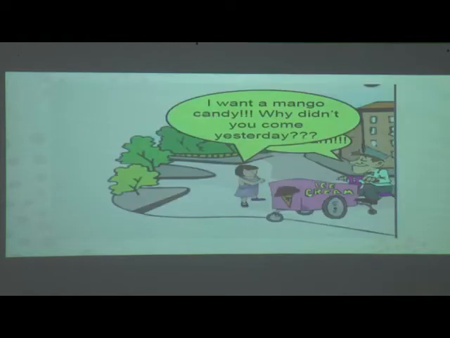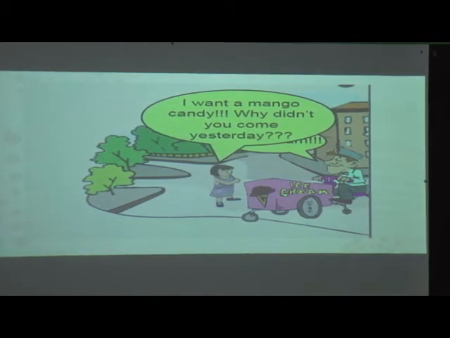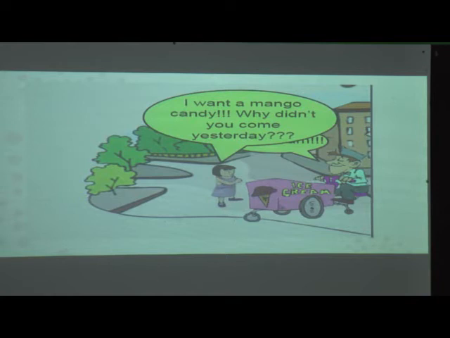Now see here, there is a girl. She wants a mango candy. She was waiting for the ice cream vendor to come to give her ice cream. And when the vendor arrives, she asked, why didn't you come yesterday? Okay, she asked the question.